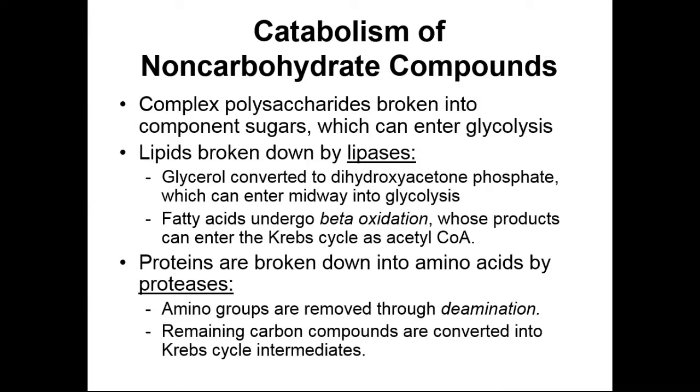If we consume a protein as a source of energy, we will break down that protein into its individual building blocks, its individual amino acids, with a series of enzymes known as proteases, enzymes that break apart proteins. Those individual amino acids then have their amino groups, the NH2 groups, removed through a process known as deamination. The remaining carbon-containing compounds are pumped into the Krebs cycle. Depending on the amino acid, we will pump those leftover carbon compounds into the Krebs cycle at different points.